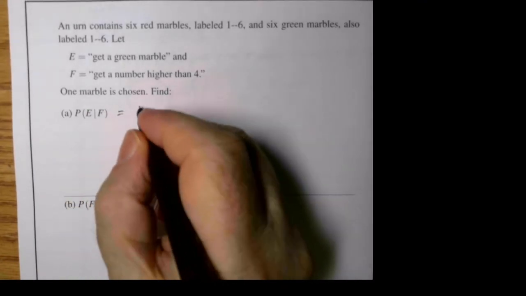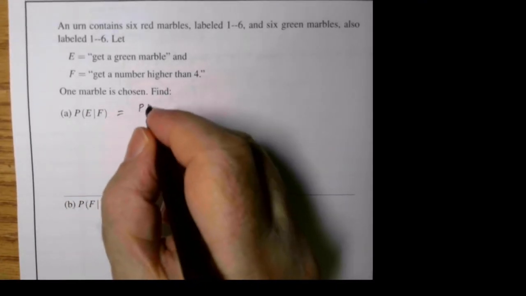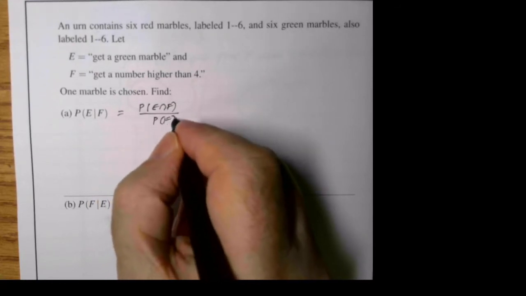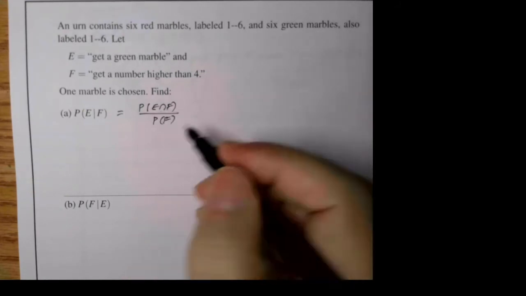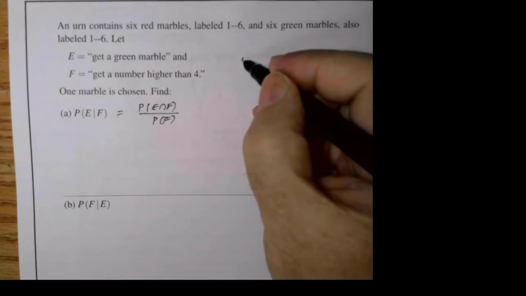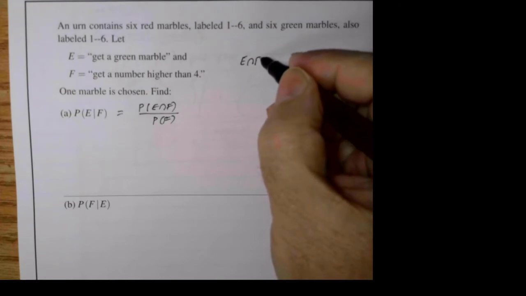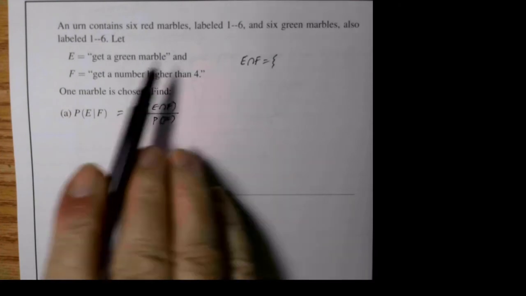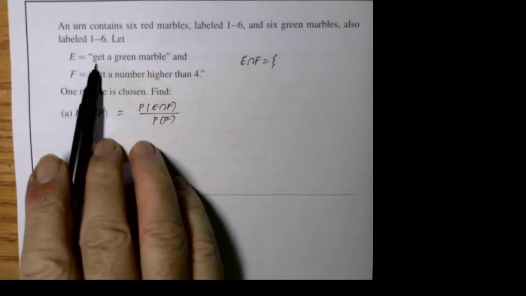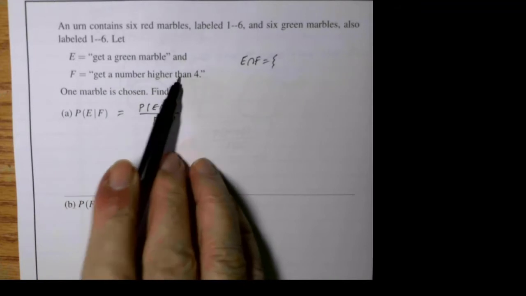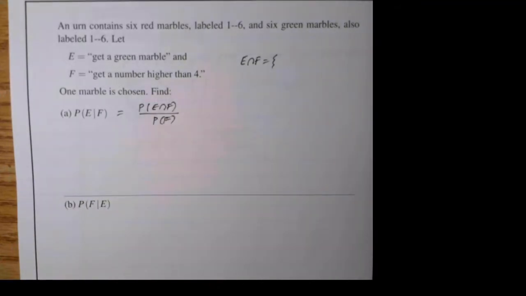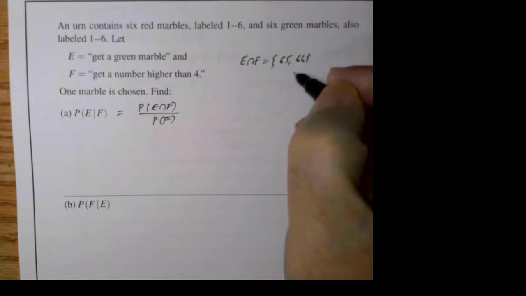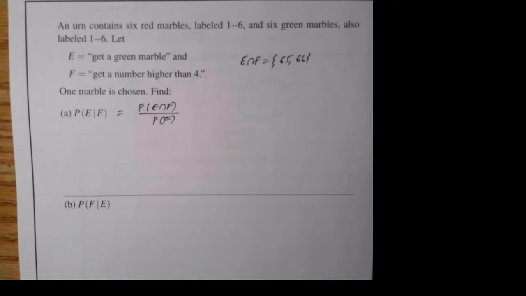Okay, we're going to go with the formula here. The probability of E given F is going to be the probability of E intersect F divided by the probability of F. So we need each of these. Let's just go over here and see what's in those sets. E intersect F, well, to be in E intersect F, the outcome has to be get a green marble and a number higher than 4. So it's going to be the green 5 or the green 6. So I'm just going to write it that way, G5, G6. That's all that E intersect F contains.